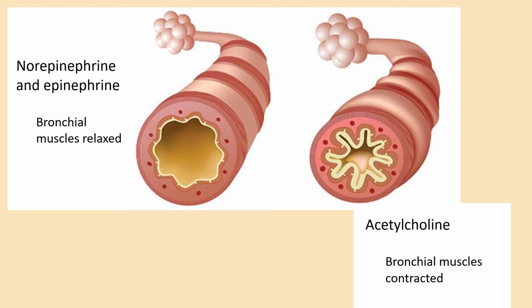Continuing with the autonomic nervous system, we see terms that should be familiar to you. I hope you remember that signaling molecules involved in sympathetic motor output include norepinephrine as well as epinephrine. And these signaling molecules are associated with sympathetic motor output and lead to bronchodilation, as shown on the left here. And then acetylcholine is secreted by parasympathetic motor neurons, and acetylcholine is associated with bronchoconstriction, as seen on the right here.